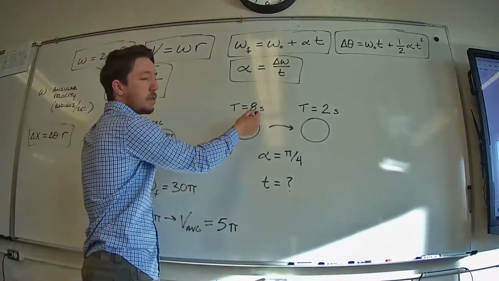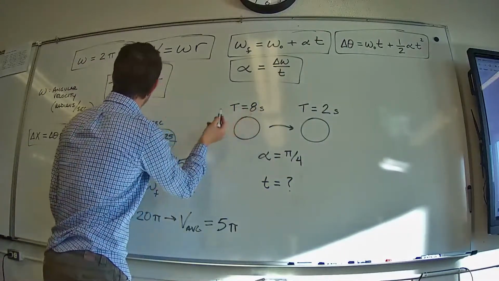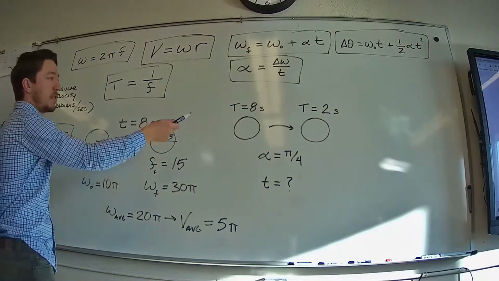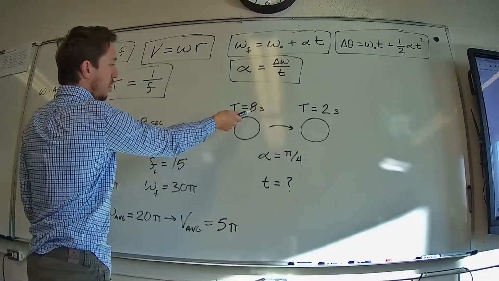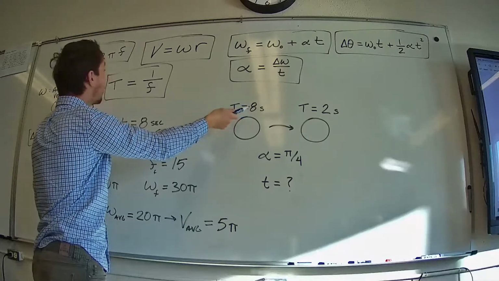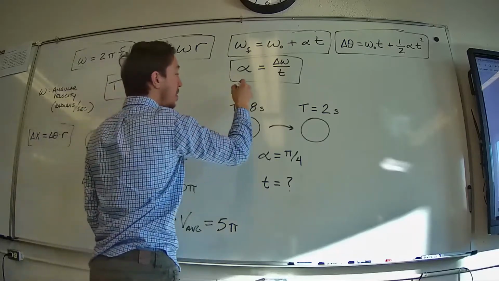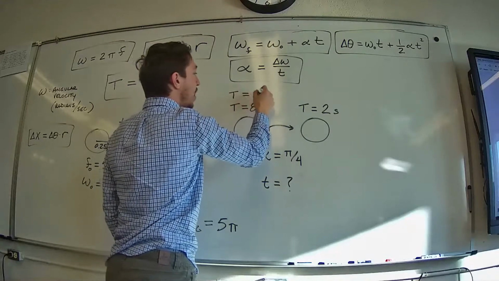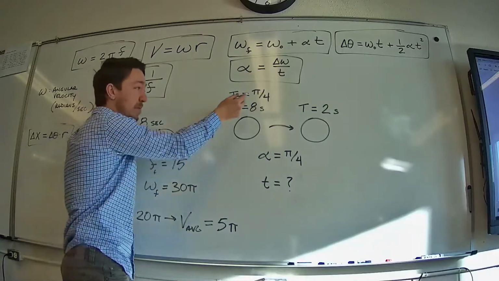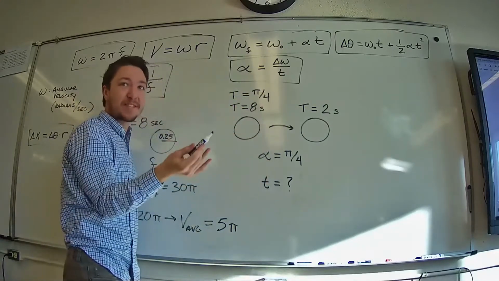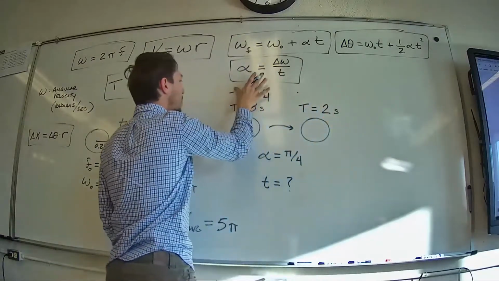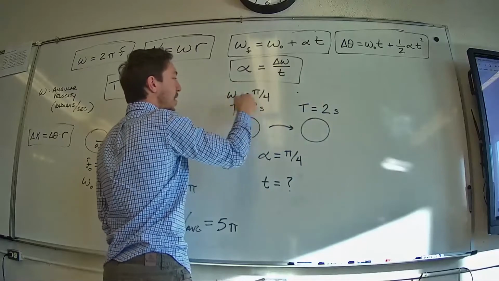What if I just take these two period values and write them as omegas? What's this guy as an omega? Well, what's the frequency for him? 1/8. Multiply the 1/8 by 2 pi. Pi over 4. Right? Not to be confused with that one. They mean different things. They just happen to be the same numerical value. How about this guy? Oh, I wrote the wrong letter. Sorry. That's initial omega.